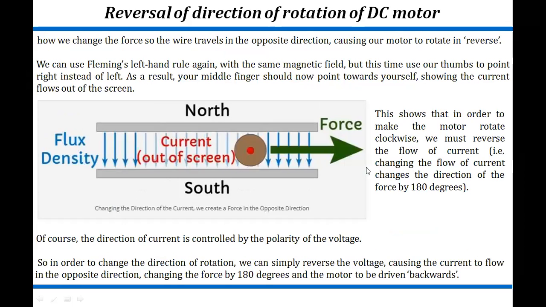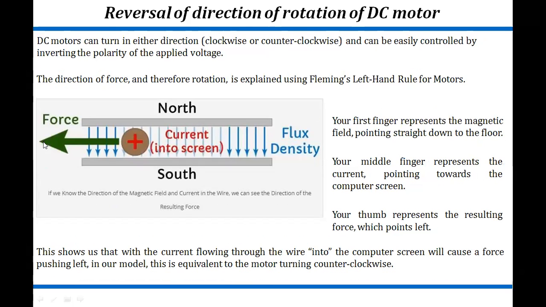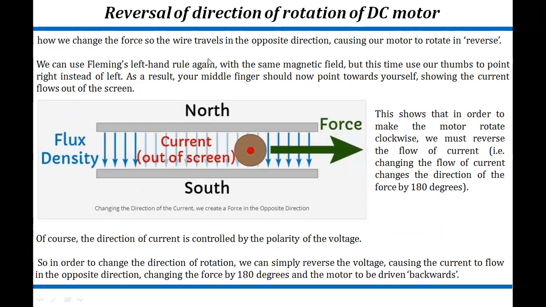So here we can say, how can we change the force so that the wire will travel in the opposite direction? Actually what is happening? Force is going here. But what will be needed? We are saying we are supposed to use Fleming left hand rule. We are supposed to give reverse input voltage. It means we are supposed to invert the polarity. So here we are supposed to change the force direction so that the wire travels in the opposite direction. So our motor will rotate in the reverse direction.